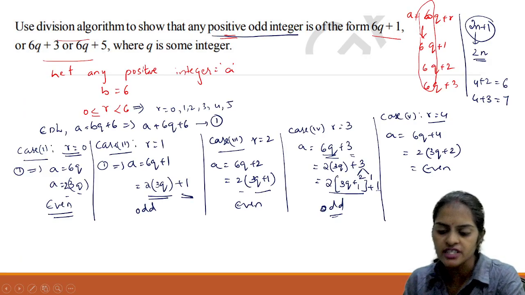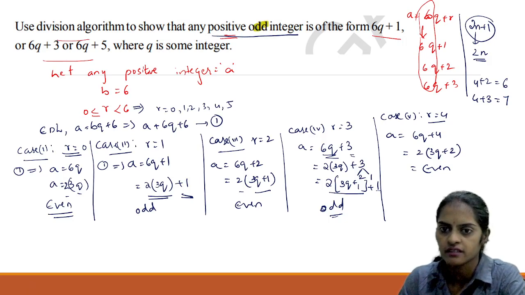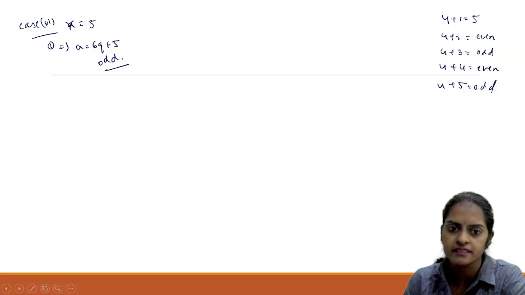Okay. So if you just look at the question, what do we need? Which numbers do we need? We need odd numbers. So where are we getting odd numbers? Here, here, and here.